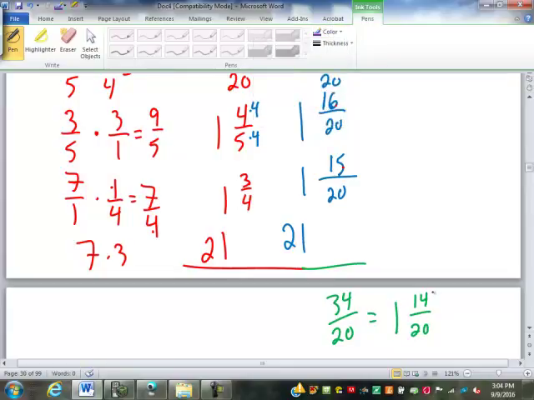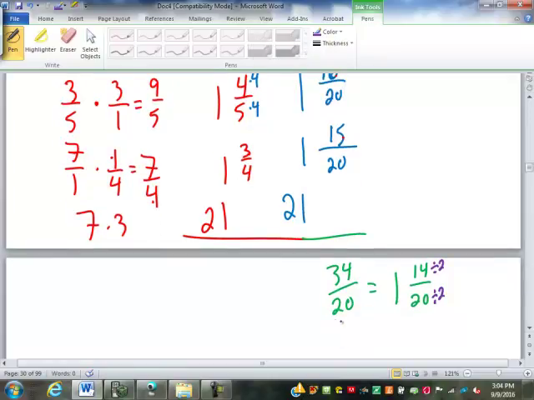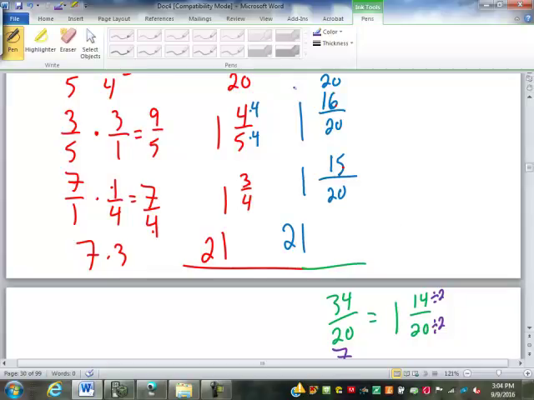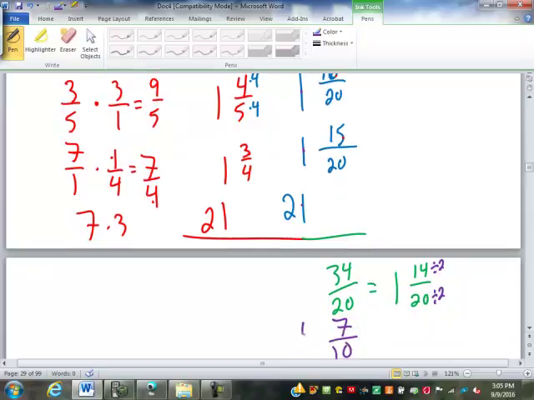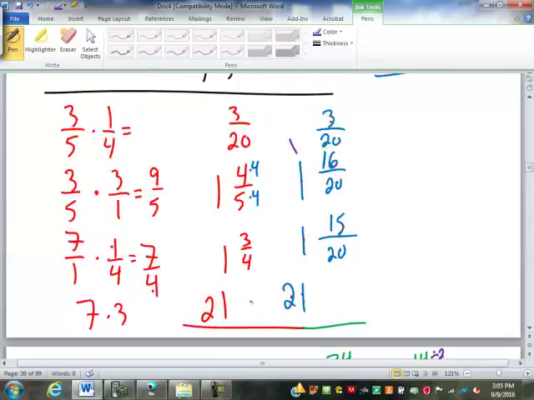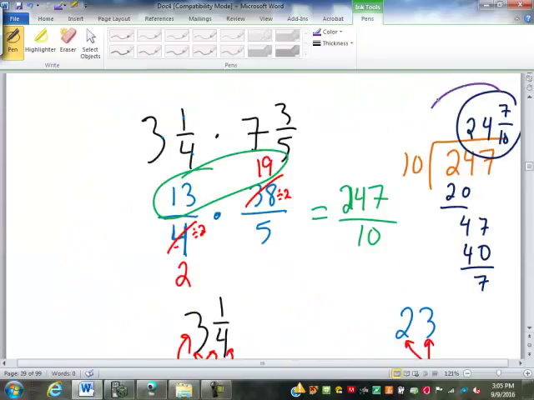So the 14/20 can reduce by 2, so I'm going to reduce that as I bring it down. That's 7/10. I'm going to carry the 1. 1 plus 1 is 2, plus another 1 is 3, plus another 1 is 4, and then the 2. 24 7/10, which is what we had before. Between you and me, I'll be sticking with doing it with improper fractions. It's a lot less work. But if you really do want to work with the mixed numbers, you can.